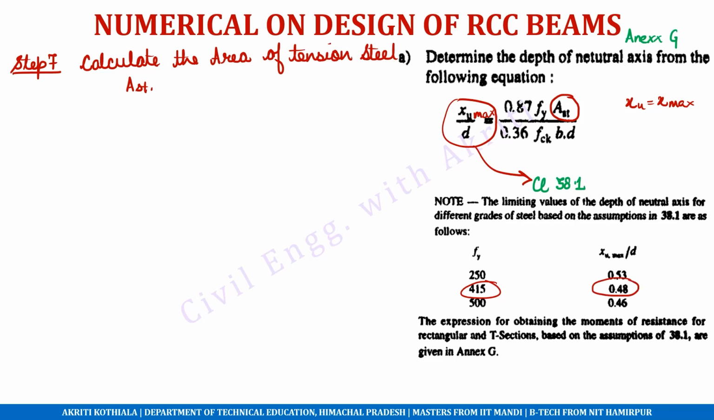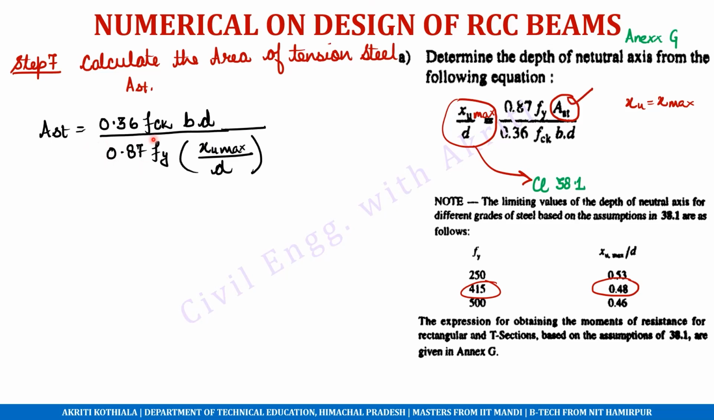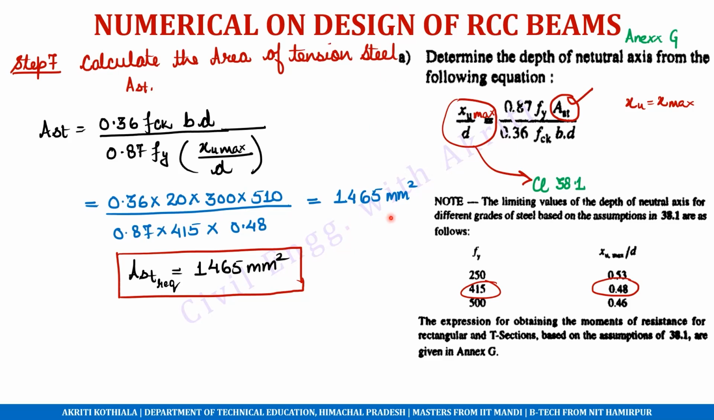So now we'll rearrange this formula to calculate the value of Ast, which comes out to be 0.36 fck bd upon 0.87 fy, whole multiplied by Xu max by d. So substituting the values for fck, fy, b, d and Xu max by d, we obtain the value of Ast, which is equal to 1465 mm square. So the required value of tension steel, which is provided on the bottom part of the beam, is 1465 mm square. Now we cannot provide it in the form of area. We obviously provide steel in the form of bars. So we'll have to convert this area of steel into number of bars.